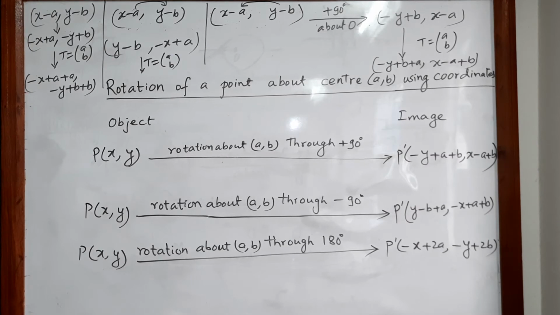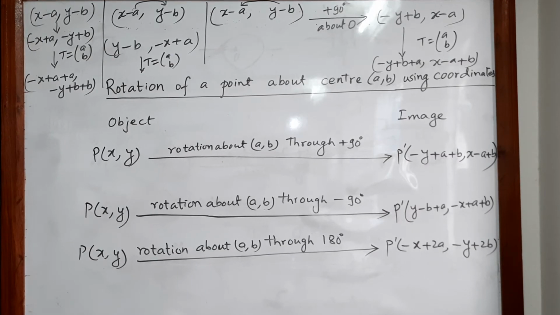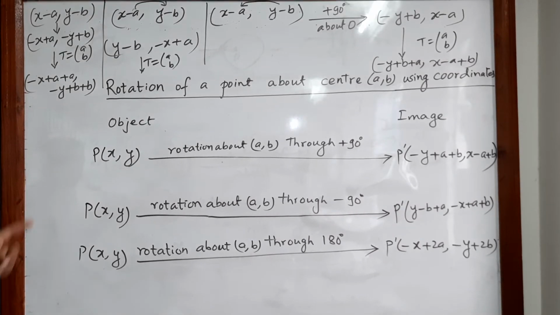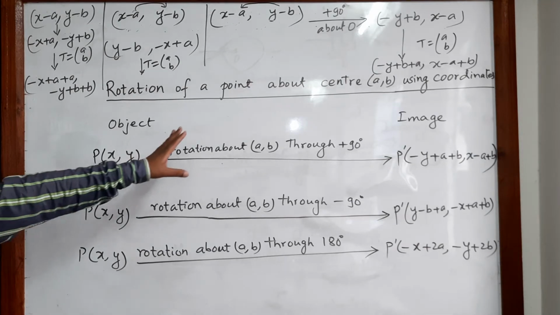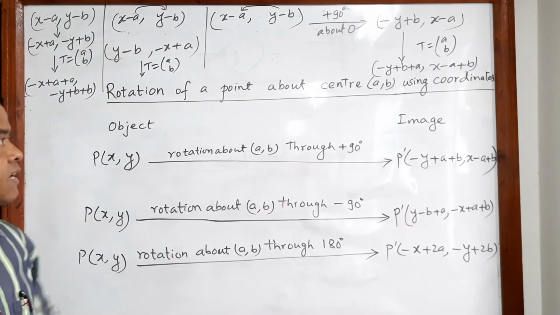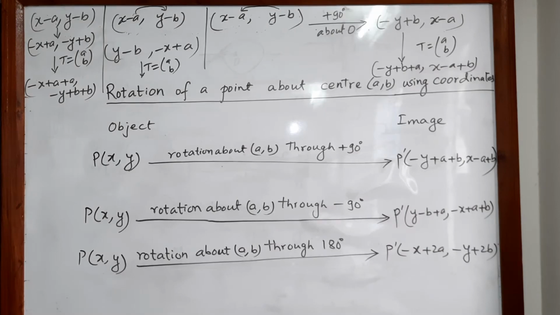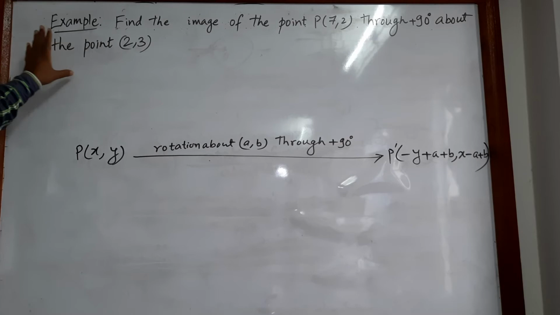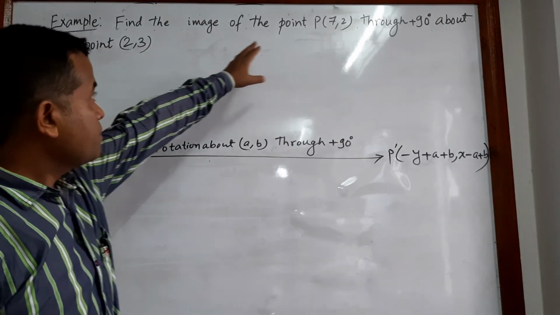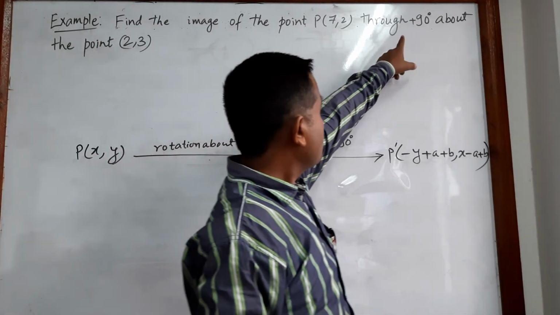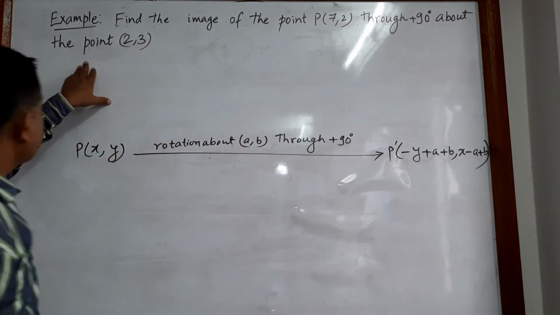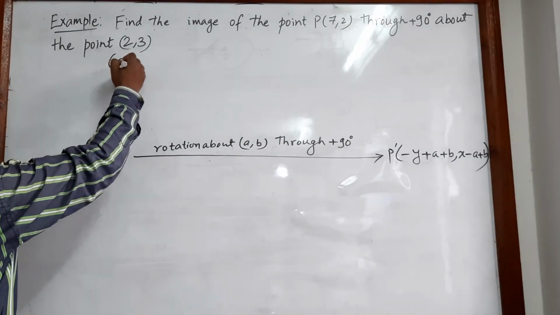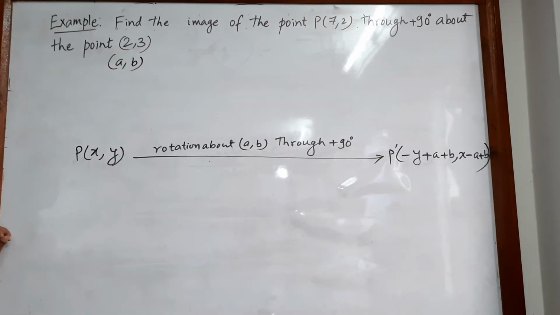So these are the formulas for the rotation of a point about center AB using coordinates with different angles and in different directions. Now here is one example: find the image of the point P(7, 2) through positive 90 degrees about the point (2, 3). Here our center of rotation AB is (2, 3).